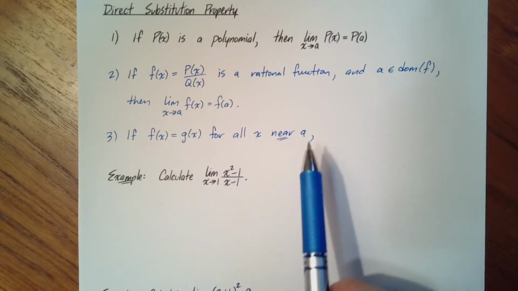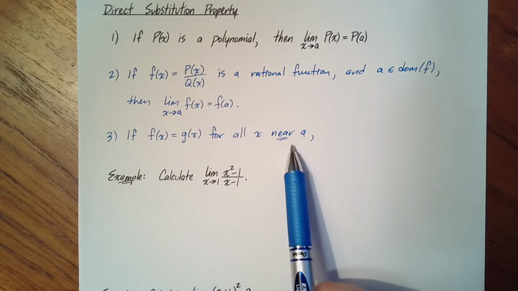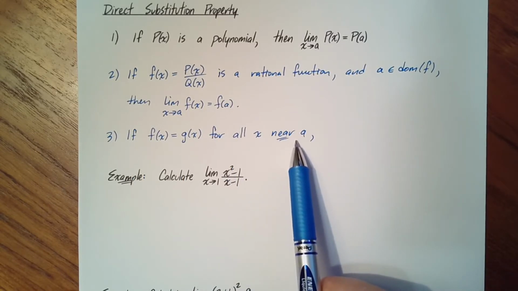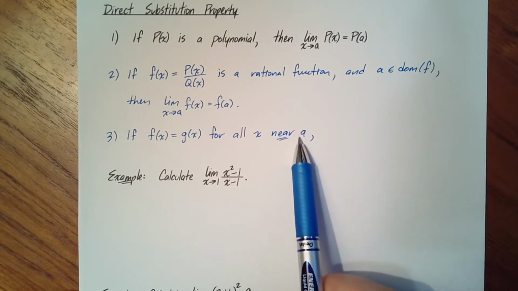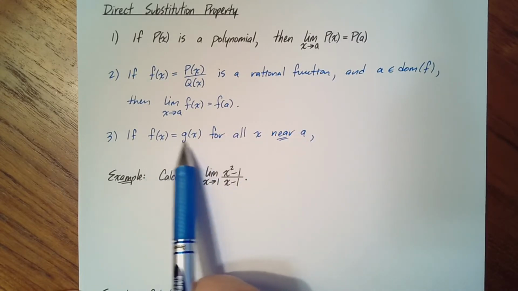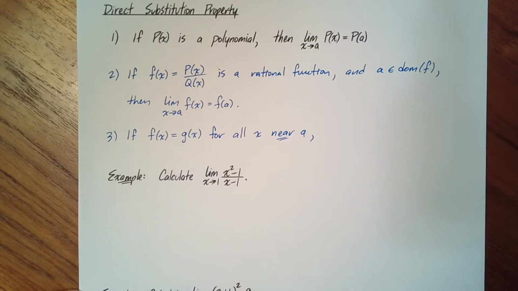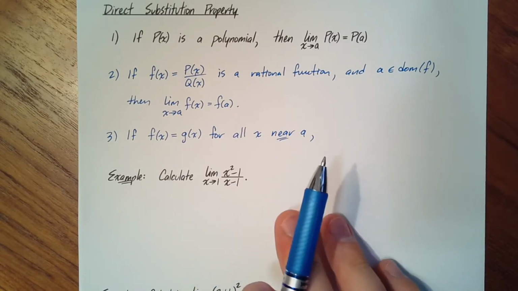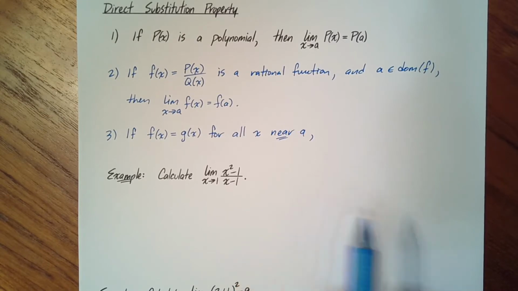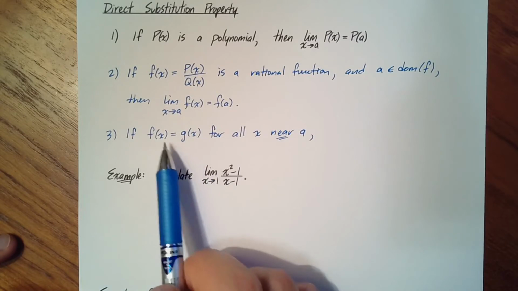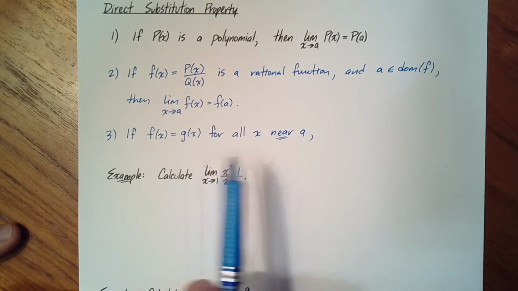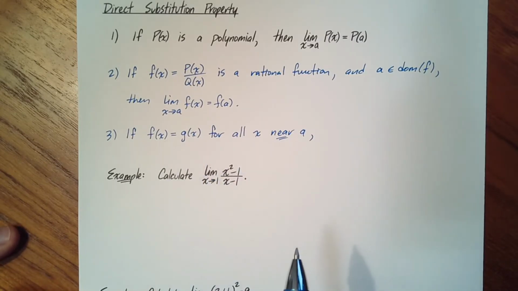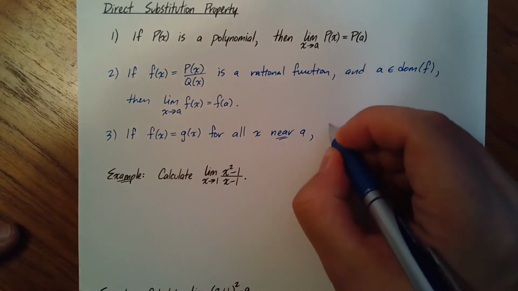If you can find an open interval, I won't draw the picture this time, that has two properties. First of all, it has to contain the point a. And second of all, this condition has to hold for every x in that interval except possibly a itself. This is very much like when we were talking about what it means for a function to be defined near a number a. Okay, this is an extension of that idea. So if you have two functions that agree close to a point a, but they might differ at that point, then we still have the limits are going to agree.